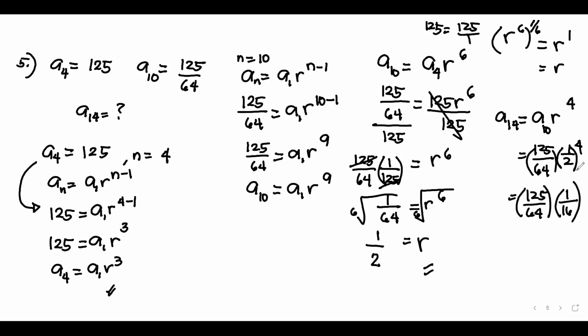So when we do cancellation, there is nothing to simplify. So let's just multiply numerator by numerator, 125 times 125, and denominator by denominator, 64 multiplied by 16. The answer is 1024. So the 14th term is 125 over 1024.